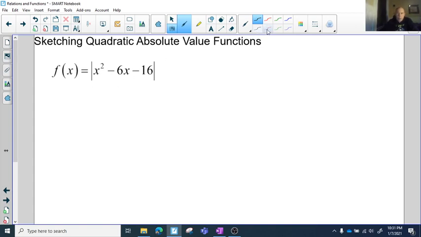So number one is we've got to be able to recognize that we're dealing with a quadratic. And the way you tell that is that between these absolute value bars, you will see a degree 2 expression, meaning there's a squared in it. So that makes it quadratic.